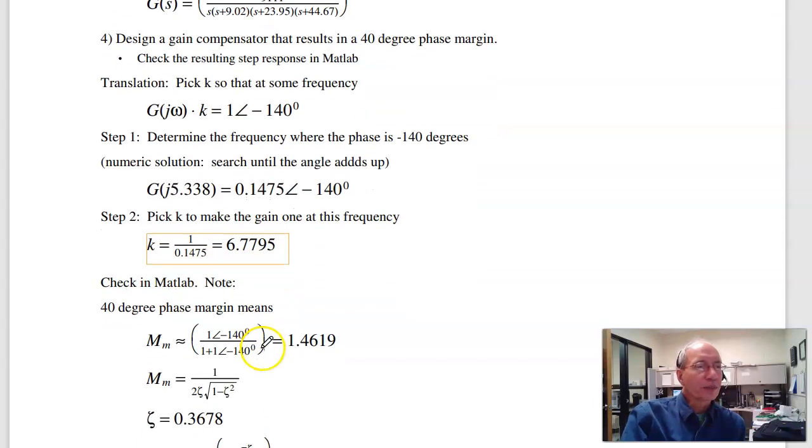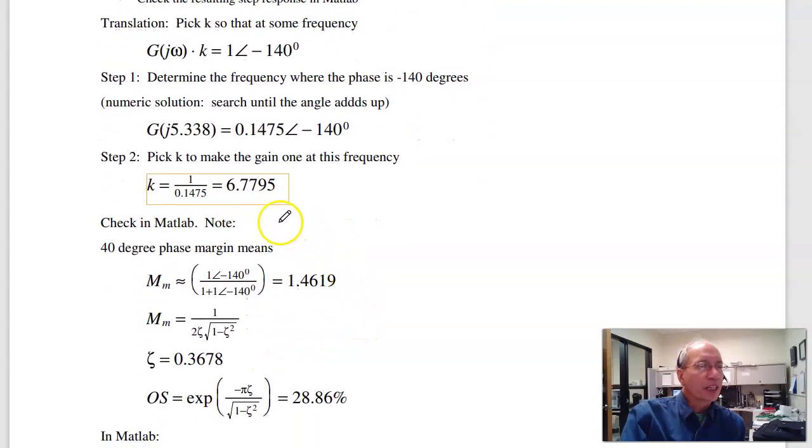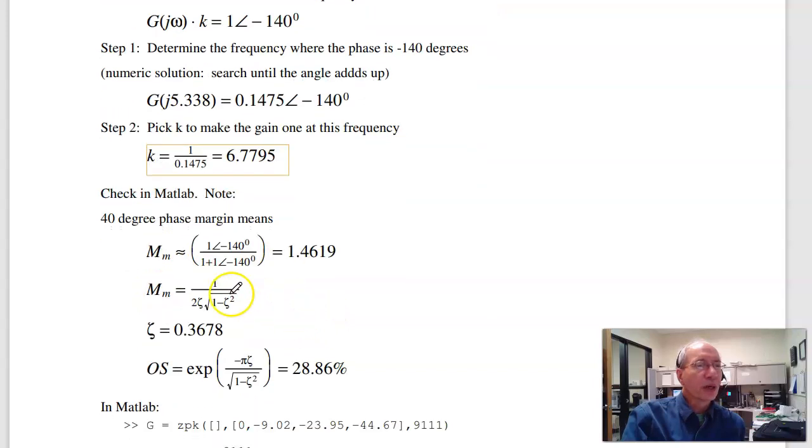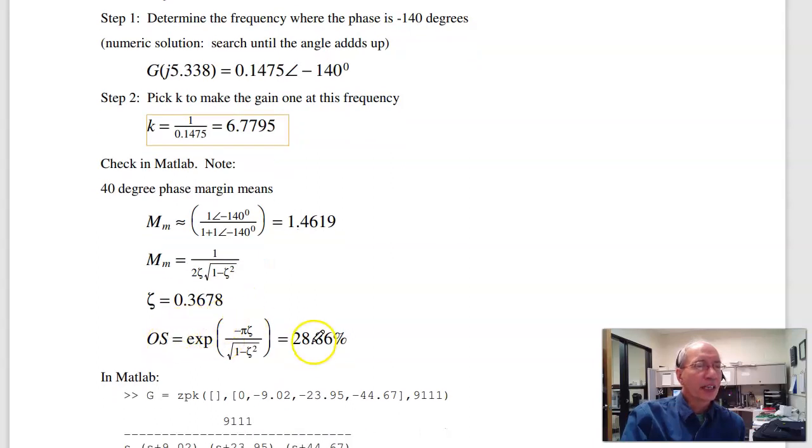To check your answer, there are a couple ways. One is plot the step response. What is the overshoot that corresponds to 40-degree phase margin? To do that, I find the M circle. The M circle is roughly G over 1 plus G, 1.46. Once I know M sub m, I can find zeta. Once I know zeta, I can find the overshoot. So what I'm really doing when I design for 40-degree phase margin, I'm really designing for 28% overshoot.